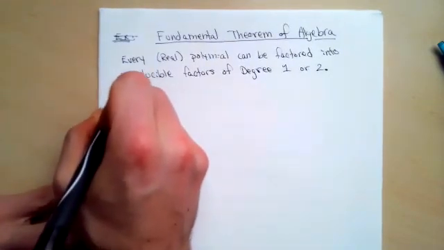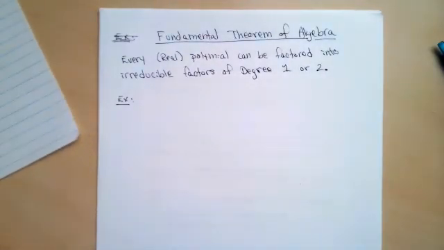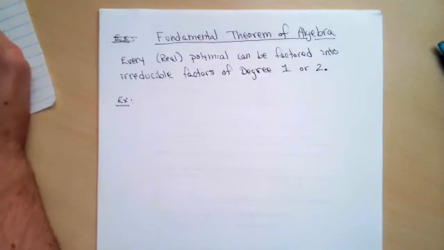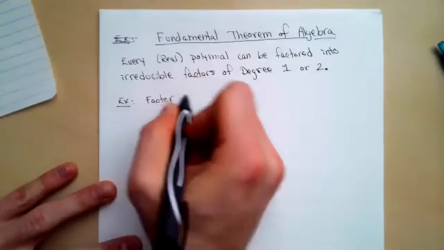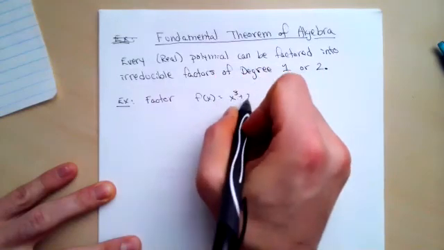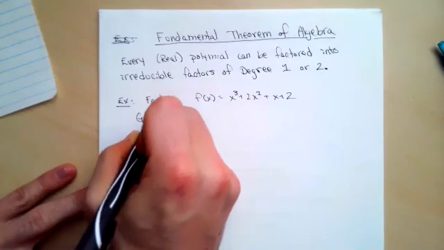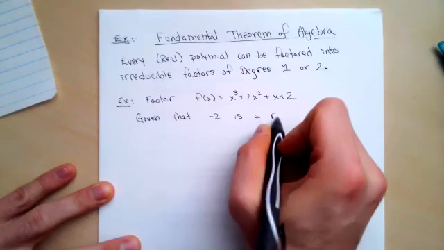So some examples. Let me try to come up with one real quick. So let's say factor f of x equals x cubed plus 2x squared plus x plus 2, given that -2 is a root.